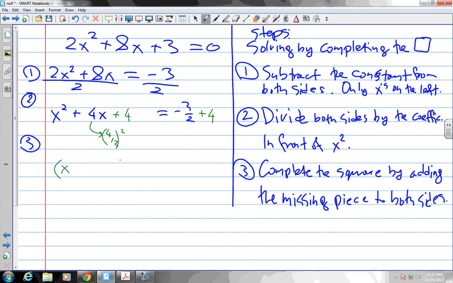So that gives us x plus 2 squared on the left, right? Because that's your formula. On the right, 4 minus 1.5 is what? 4 minus 3 halves is 5 halves. Now, I'm not going to do the dirty work. You figure that one out. Is that 5 halves? Okay. Then finish by extracting the square root.